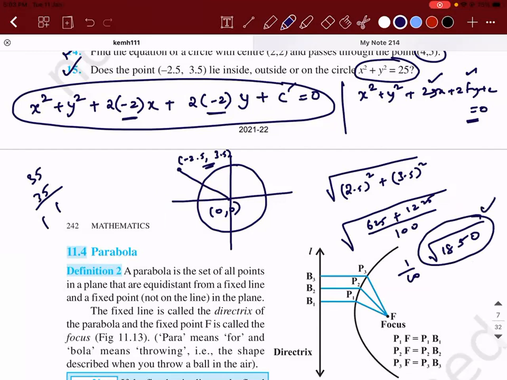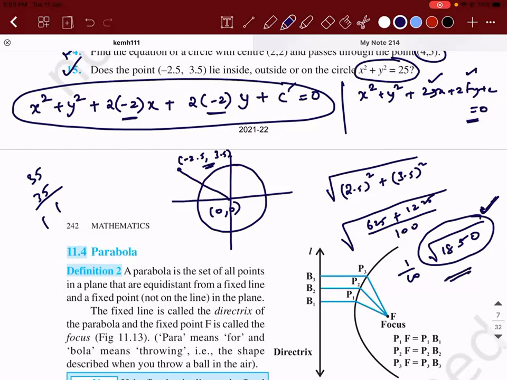If this distance is greater than the radius of the circle, then the point is outside the circle. If it is equal to the radius of the circle, it is on the circumference of the circle. If it is lesser than the radius, it is inside the circle.